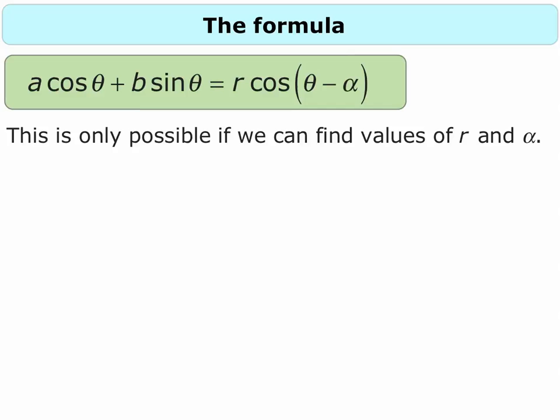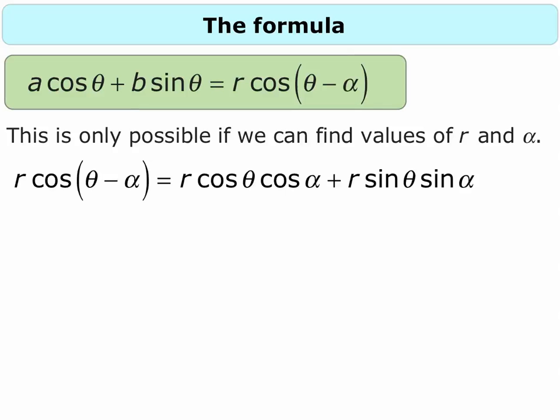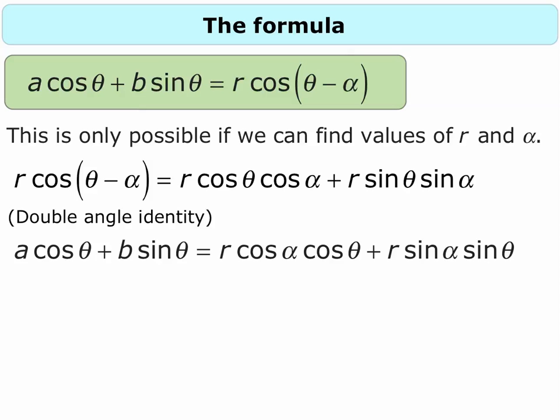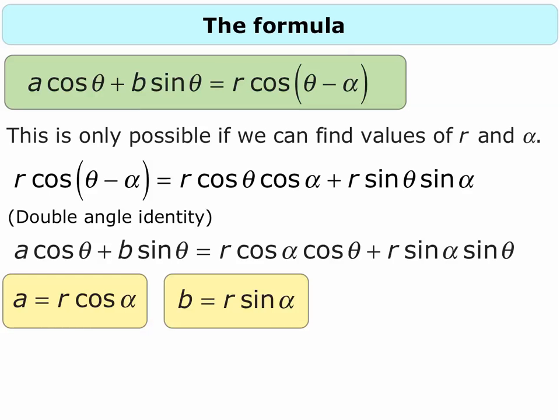We must have values of R and alpha. By expanding this part up here, using the double angle identity, we have that. Now that part there will also be equal to this. So we can see from that that R cosine alpha is the equivalent of A, and R sine alpha is the equivalent of B. We'll be using that in the next part.